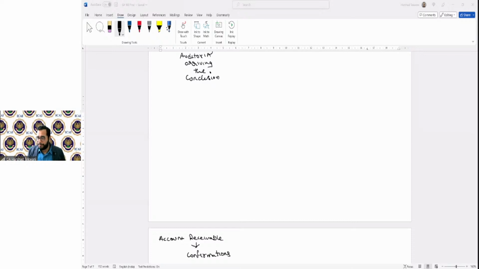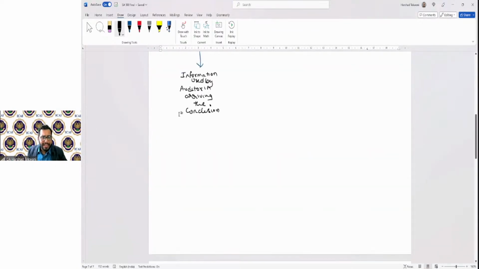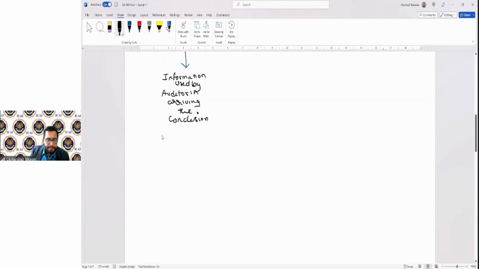Relevance is not there. So relevance means the logical connection, basically. So for each and every audit evidence that I have, I should have the relevance plus reliability. What if the confirmation has been given by the management itself, but not from the external third party? Then in the same way, there should be reliability for that particular evidence.